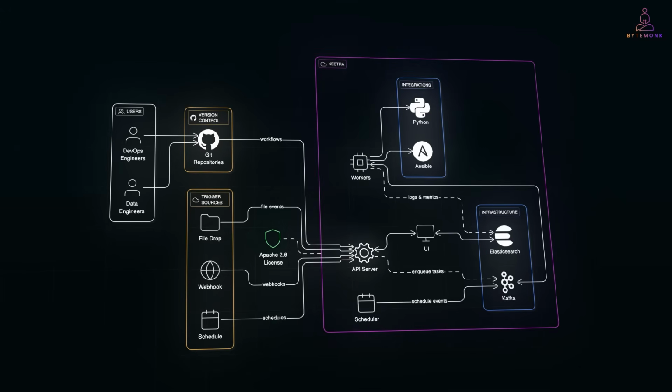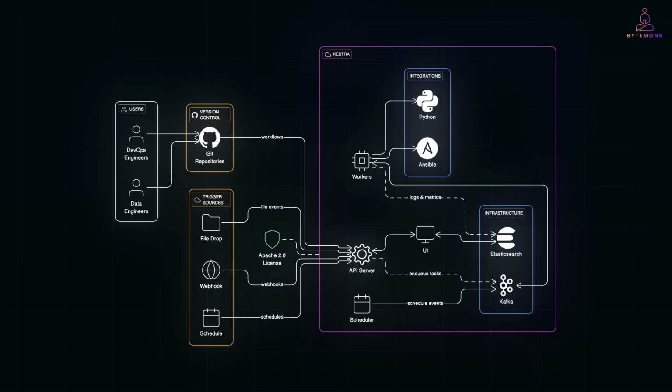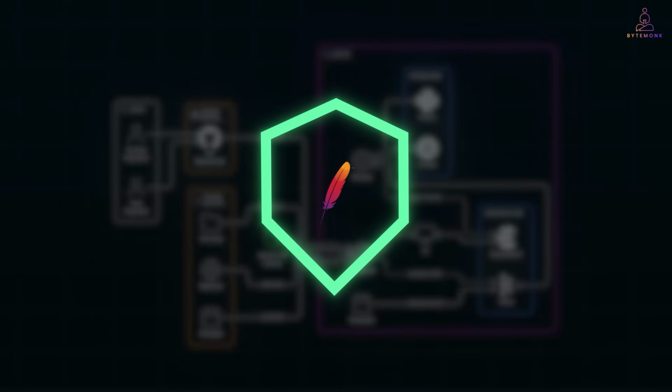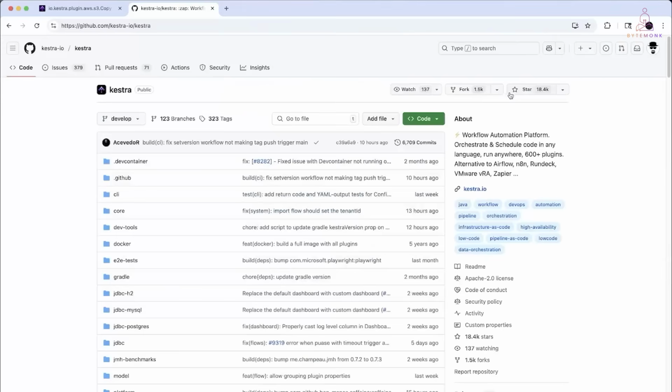Kestra is built to scale, powered by Kafka and Elasticsearch. It can handle thousands of parallel tasks with ease, something many legacy tools struggle with. And it integrates deeply with tools like Ansible and Python. So you're not just triggering scripts, you're orchestrating full, multi-step automation pipelines. Best of all, it's open source, Apache 2.0 with no licensing fees, making it a powerful and cost-effective alternative to enterprise suites.